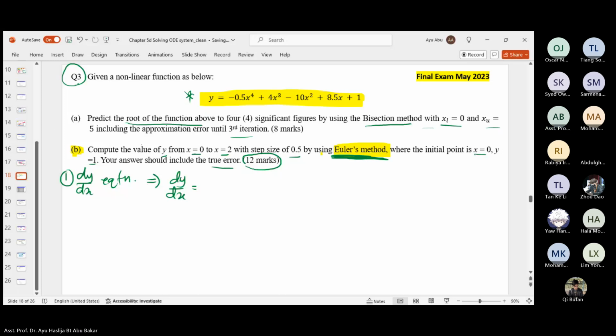What is it? Negative 2x to the power 3, plus 12x squared, minus 20x, plus 8.5. Correct. Yes. Okay, this one you must get correct first.